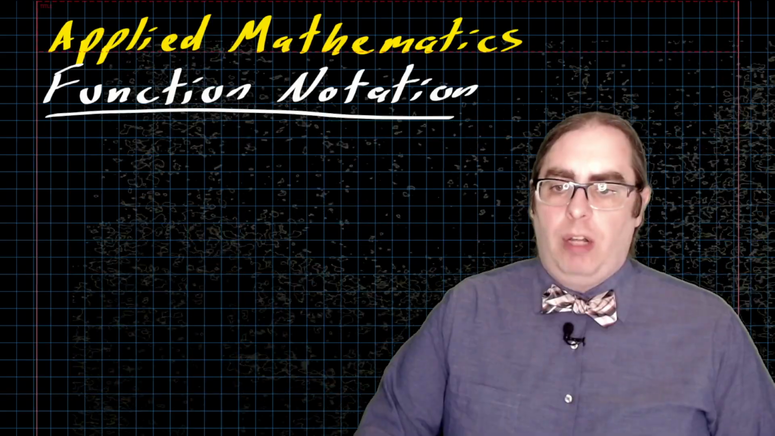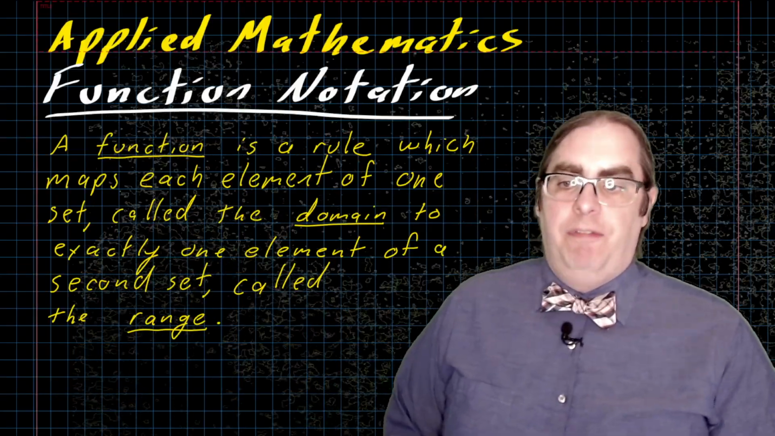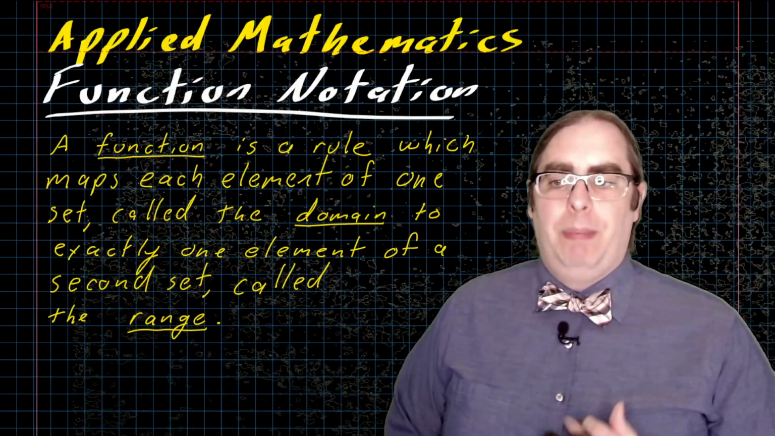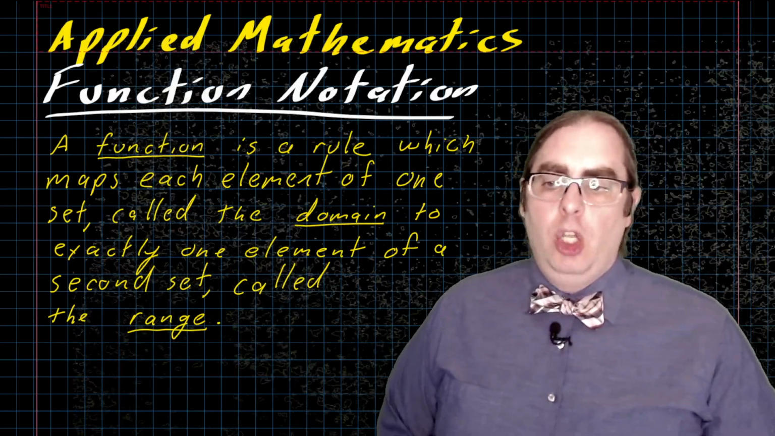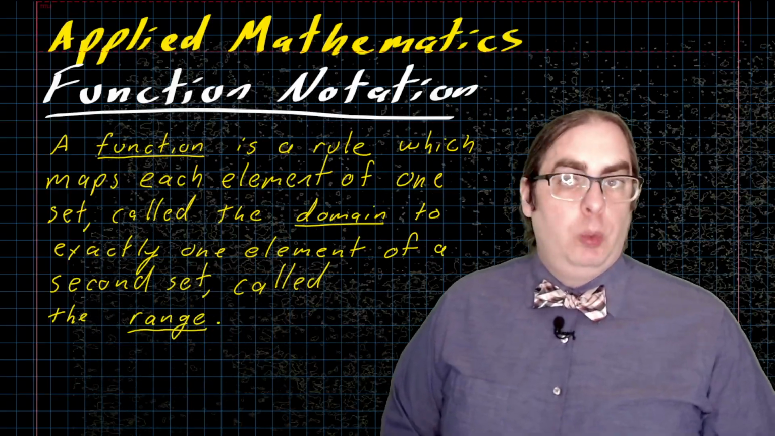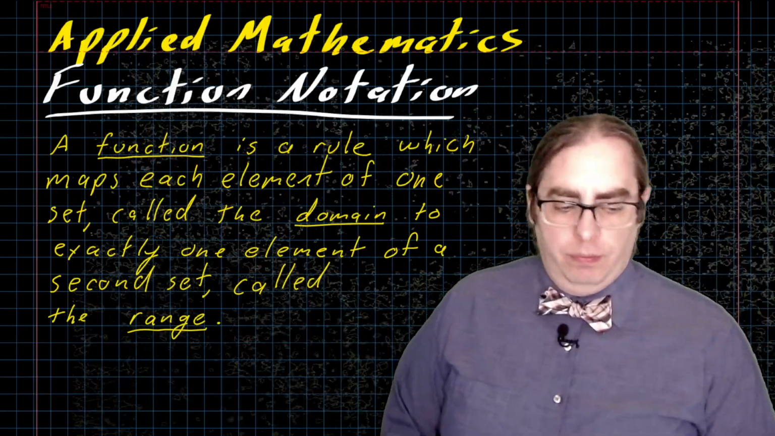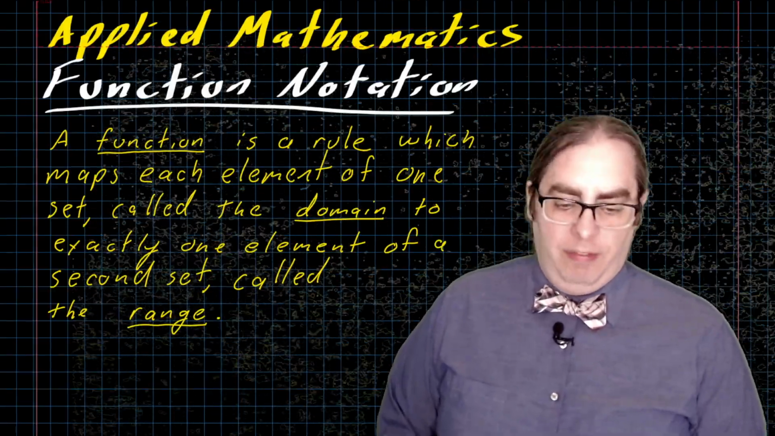All right, so we start off with a formal definition, which tells us that a function is a rule which maps each element of one set, which we call the domain, to exactly one element of a second set, which we will call the range. And there are a number of different ways that you can define functions. Perhaps the most straightforward is simply in a table of values.